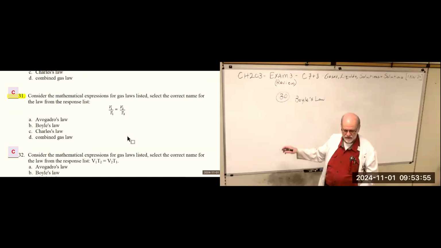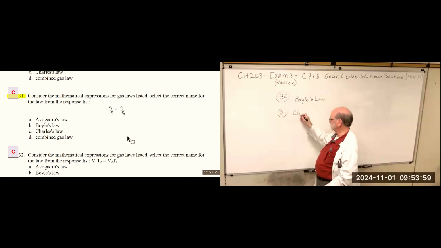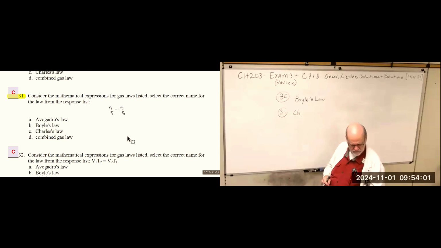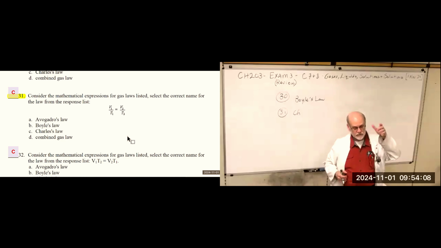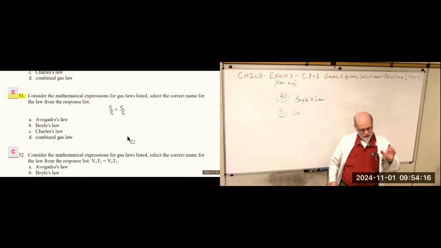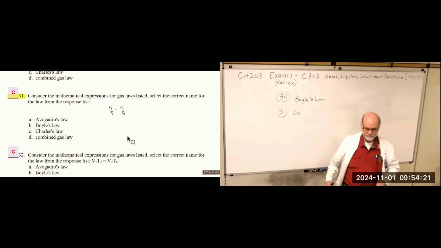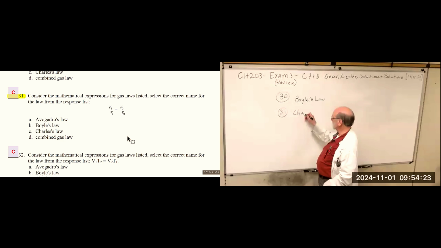31. Volume and temperature. Is it written correctly? Yeah, V1 over T1 equals V2 over T2. Remember, whenever you have two variables in a quotient relationship, they're directly proportional, if they're equal to a constant. If they're a product, then they're inversely proportional. So this is definitely Charles' law.